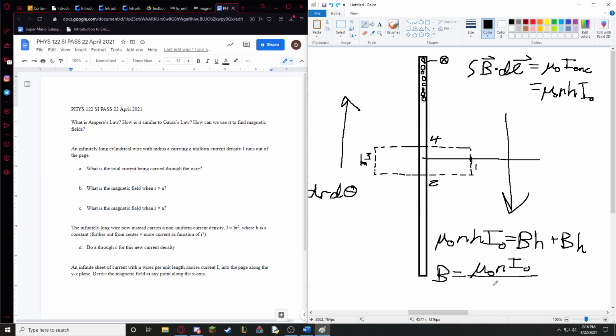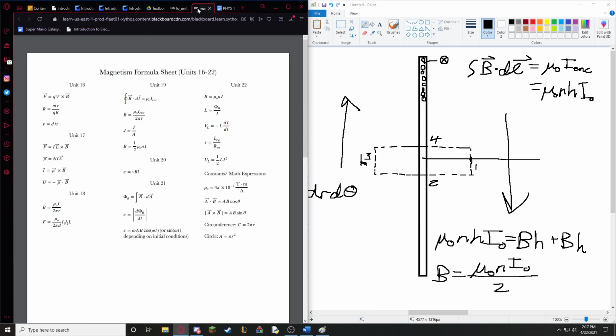So it's actually independent of the distance. It's just like an infinite sheet of charge, right? Remember how it was sigma over 2 epsilon naught? It's actually independent of the distance. And this is what's given here in your formula sheet: half mu naught n I.